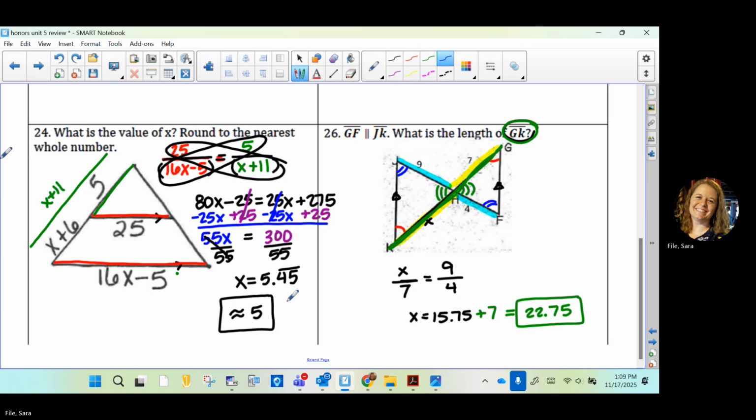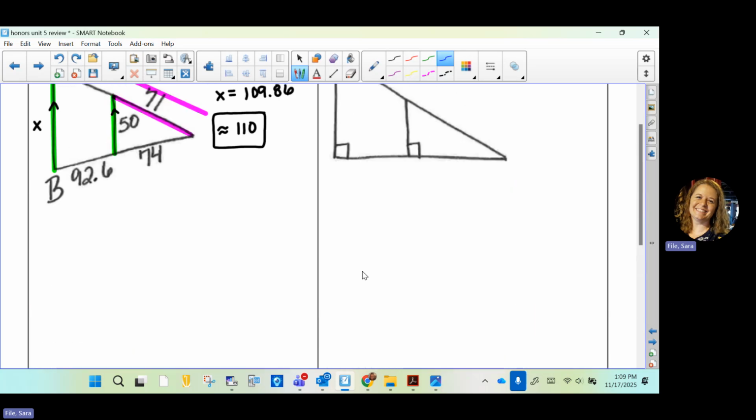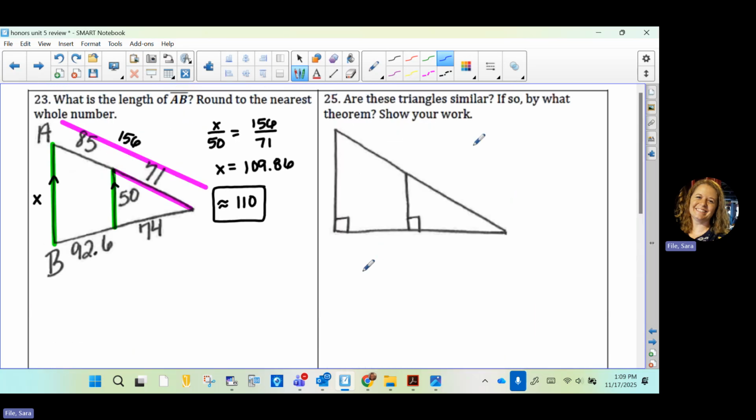Okay. This page is almost completely done. Y'all want to go ahead and just knock this one out together, and then this page is done? Yeah. So let's look at 25. Okay, we've got a question saying, are the triangles similar? If so, by what theorem?